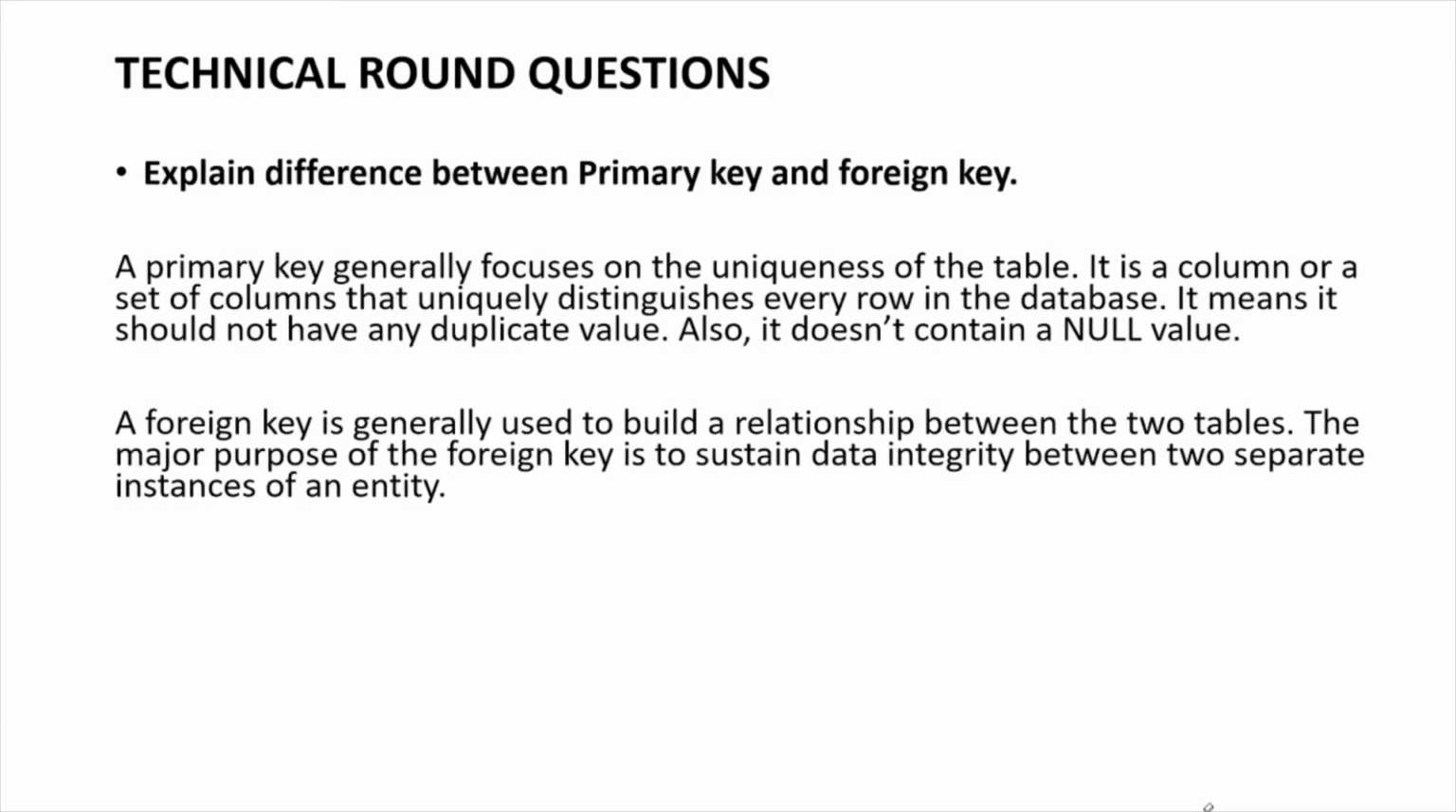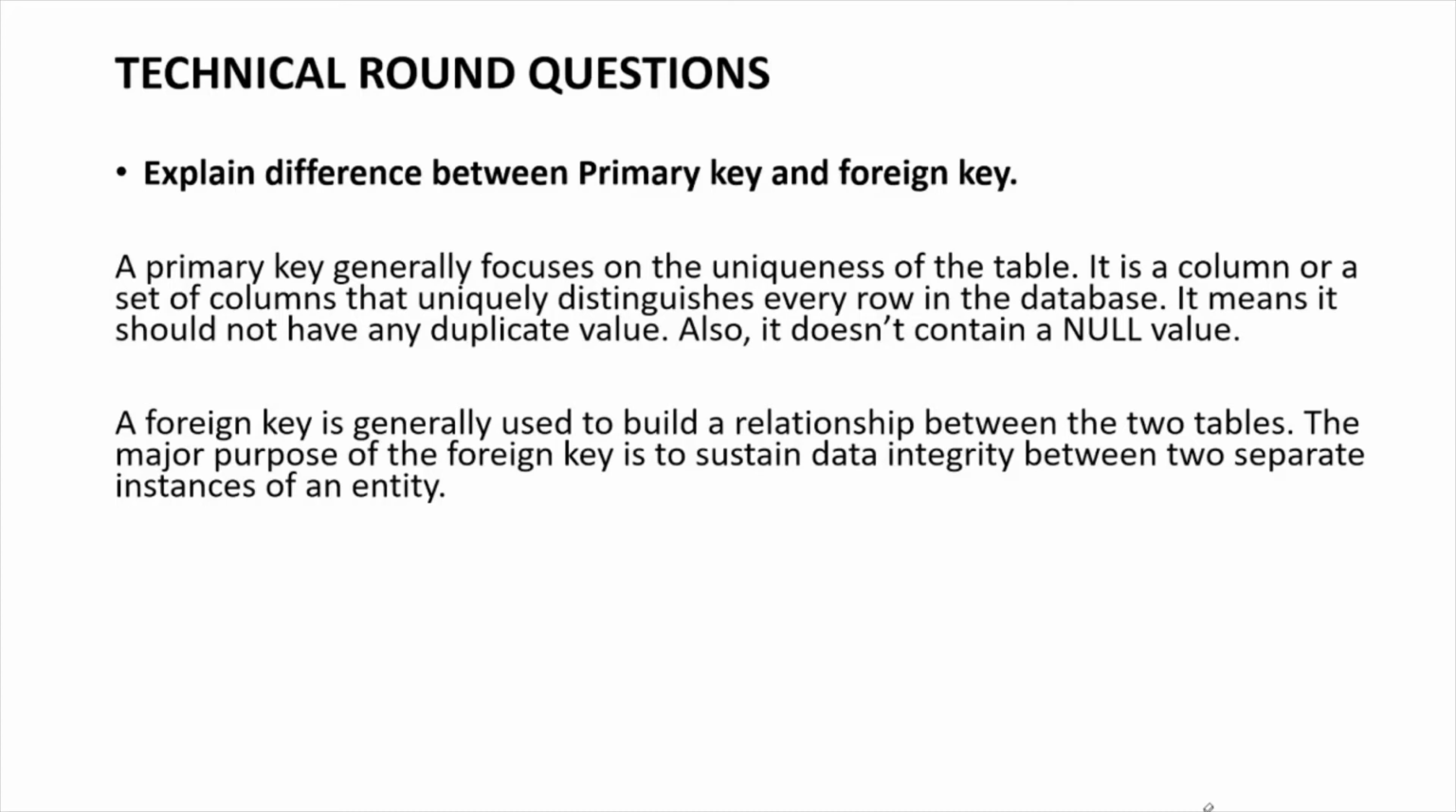Explain the difference between primary key and foreign key. A primary key generally focuses on uniqueness of a table. It is a column or a set of columns that uniquely distinguishes every row in the database. It means it should not have any duplicate value, and it does not contain a null value. So primary key is used to uniquely identify a row in a table.